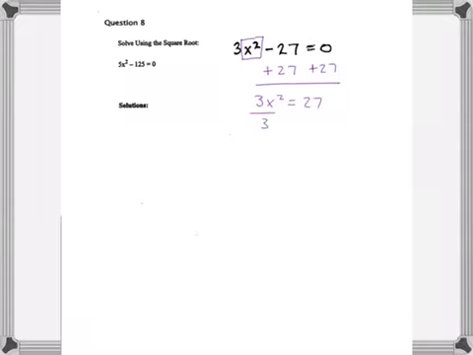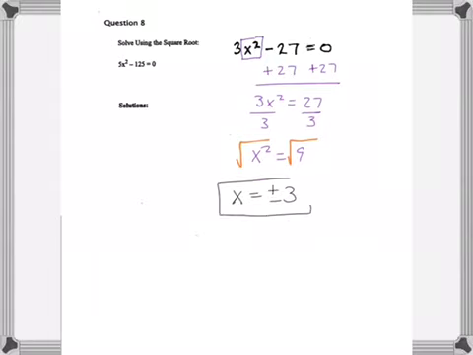Then I'm going to divide by 3. And I've got x squared equals 9. Now that the x squared is all alone, I can square root both sides of the equation. And I know that the square root of 9 is 3. But because I'm dealing with solving by square roots, I know that I have two answers, a positive and a negative version. So it's going to be plus or minus 3, or you can say x equals negative 3 and x equals 3, so x equals 3 or negative 3.